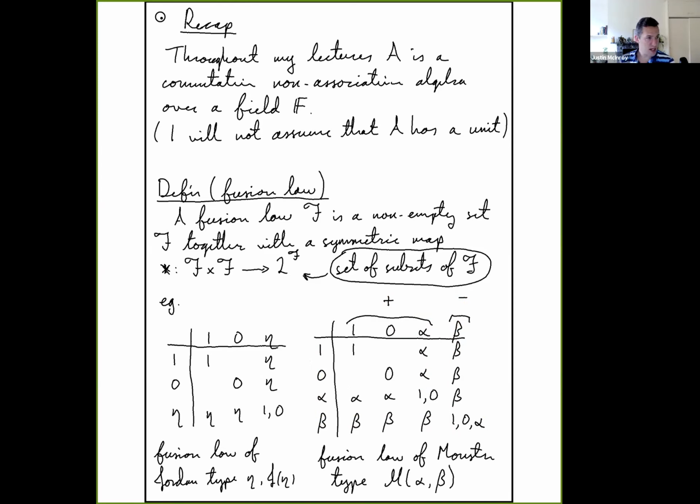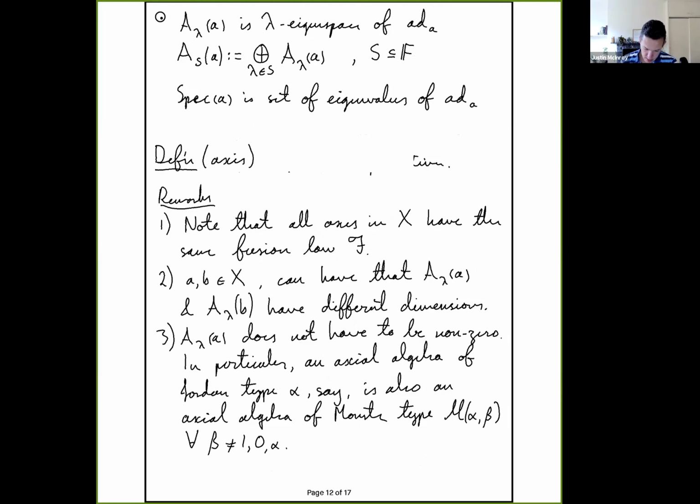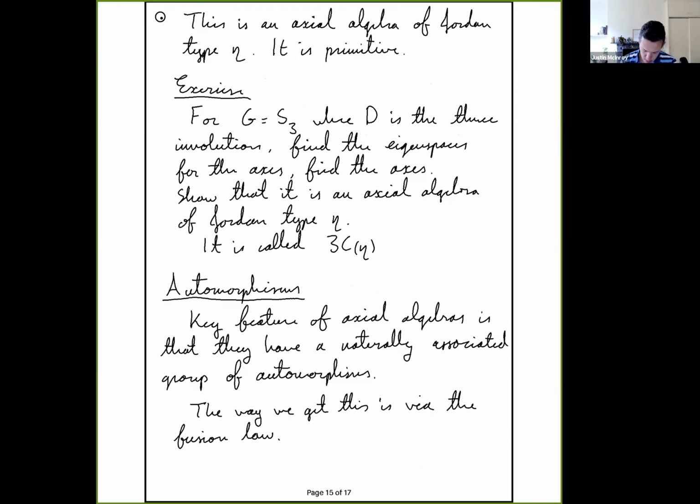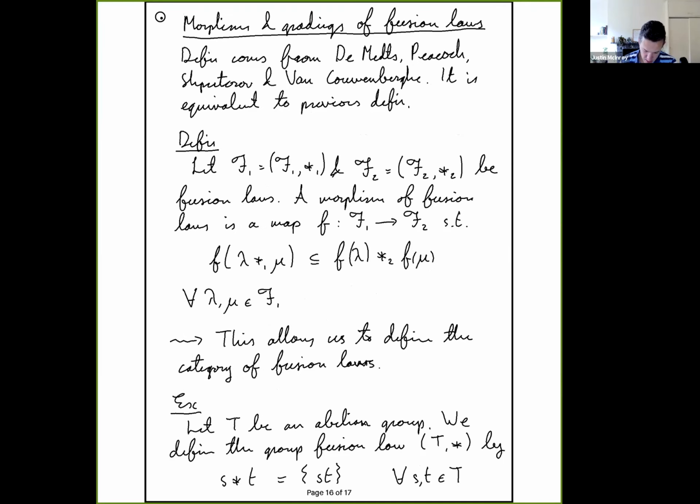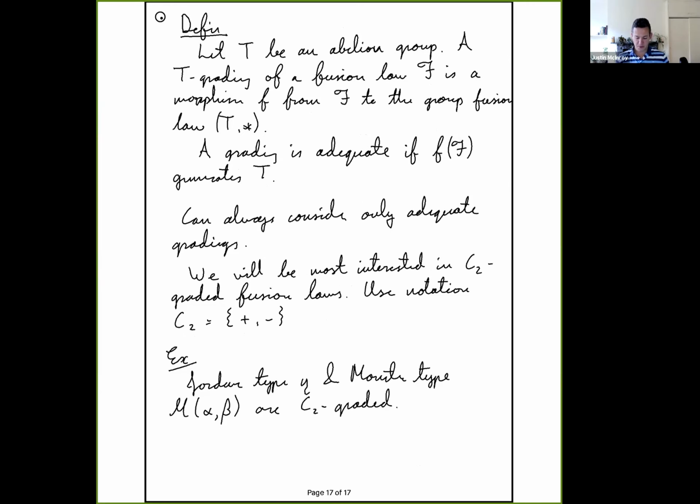So the old definition would be to say that I have a partition here, and I just partition my things into plus and minus. But it turns out that's exactly equivalent. Right, so let me just get back to here. So both our fusion laws here are C2 graded. And I guess I want to say one other notational thing here.